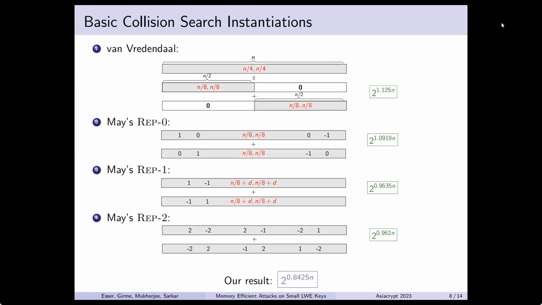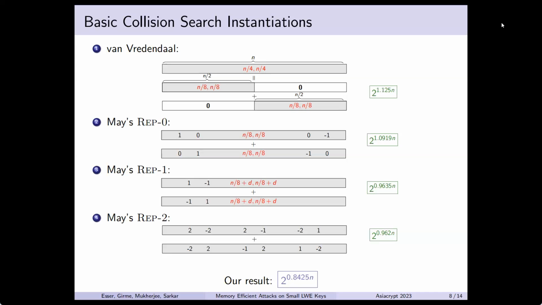Second one is MAZE-ref 0, where we have now distributed the whole weight throughout the vector in both the commands, and now you can represent a 1 in the solution as 1 0 or 0 1, or a minus 1 in the solution as 0 minus 1 or minus 1 0, and this improves the time complexity.